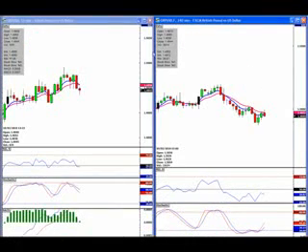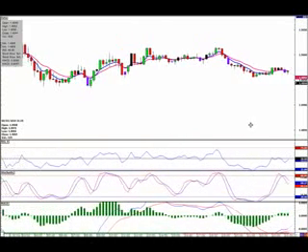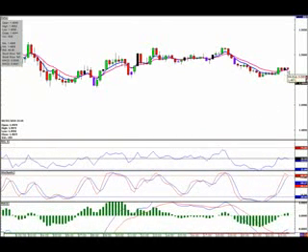Alright, so it's pretty much that simple. It only gets kind of tricky when there's a trend change candle in the middle of our session, but today was not a case of that.